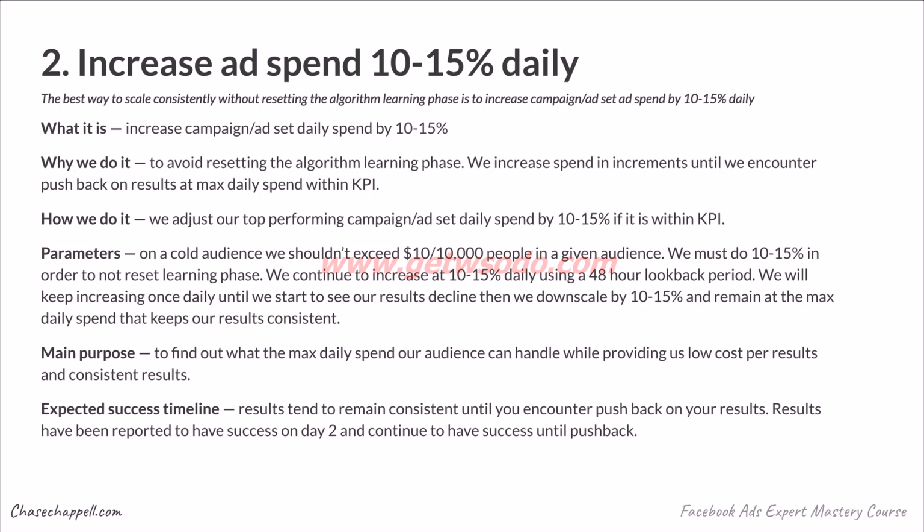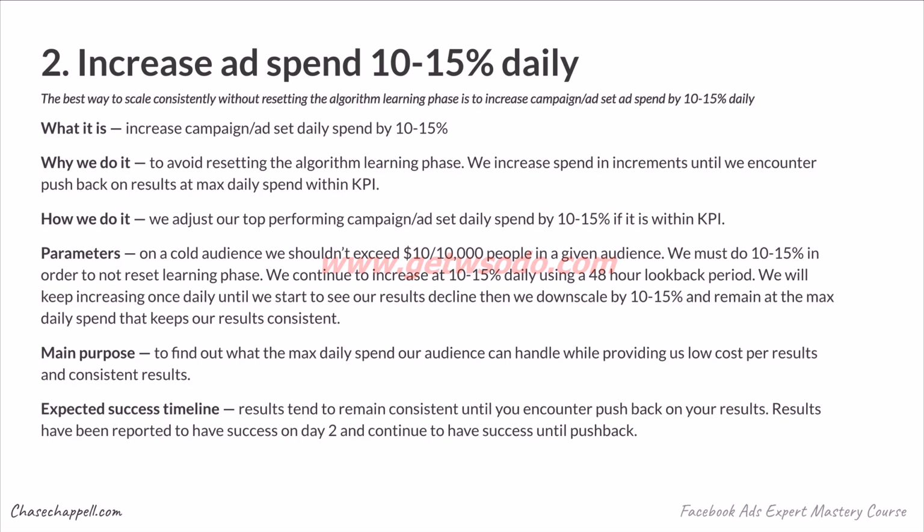And how we do it is we adjust our top performing campaign/ad set daily spend, and we would increase it by 10 to 15% if it is within KPI. So as long as we're remaining within the cost per result we want and the amount of results we want, we would just continue increasing it. And the parameters are, on a cold audience, we shouldn't exceed the $10 per 10,000 people in a given audience.